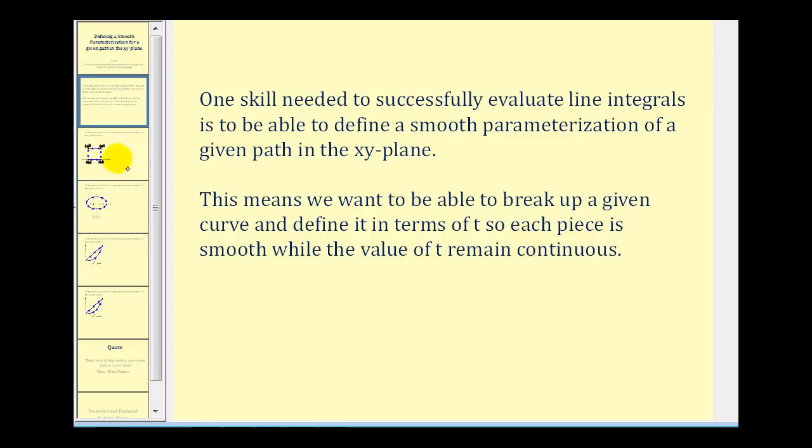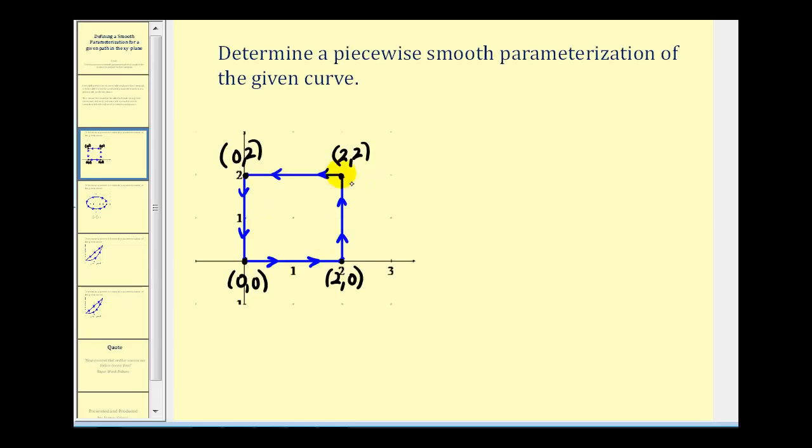So let's take a look at our first example. Our curve is this 2 by 2 square, and since the square has 4 sides, we'll have a parameter for each side. So we'll label this curve 1, curve 2, curve 3, and curve 4. For curve 1, we go from the point (0, 0) to the point (2, 0). So that's pretty straightforward. If we let x equal t and y equal 0, and then define t on the closed interval from 0 to 2, we would take the path of curve 1.